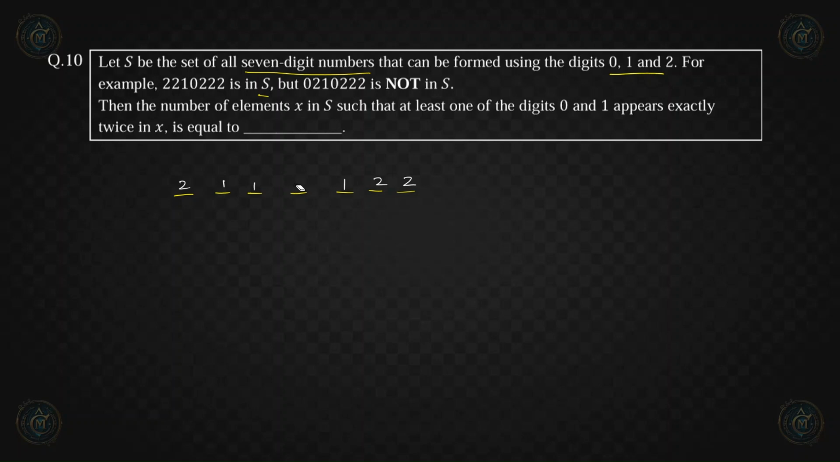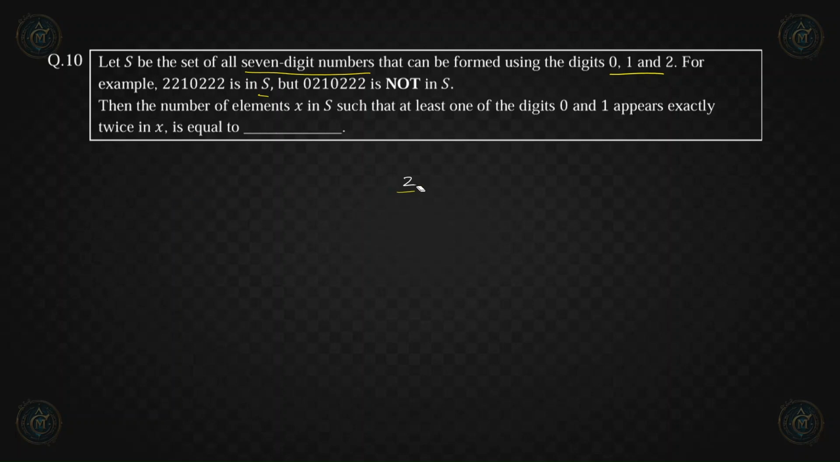But we cannot have this number. So let's say this is 0 and here 2 2. We cannot have this number in our answer, right? Because here 0 and 1 appears exactly twice, at least one of them appears exactly twice, this criteria is not satisfied. Here we can see 1 and 0 both occur exactly one time, so that is not in our answer, right?